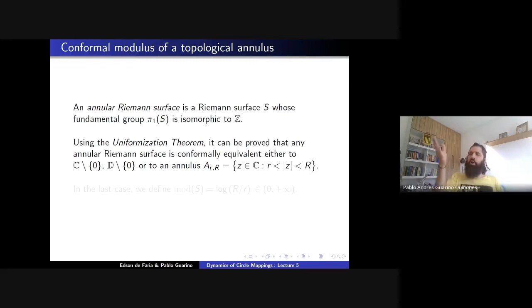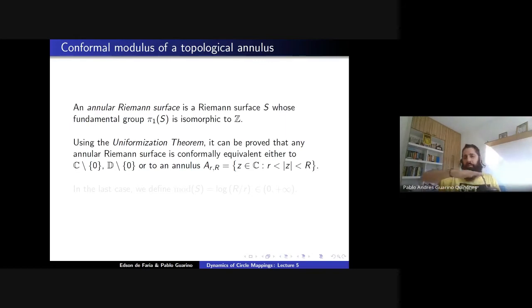Here, conformally equivalent means that you have a biholomorphism between your Riemann surface and one of these. So you have a bijection which is holomorphic, and then it is a biholomorphism. We put this as an exercise in the book. I think it is in chapter 11, which is the first moment in the book that we mention this concept of modulus. Of course, if you want to prove it directly, this is quite hard. The exercise says what you can see on the screen. Using the statement of the uniformization theorem, then this is not so difficult.